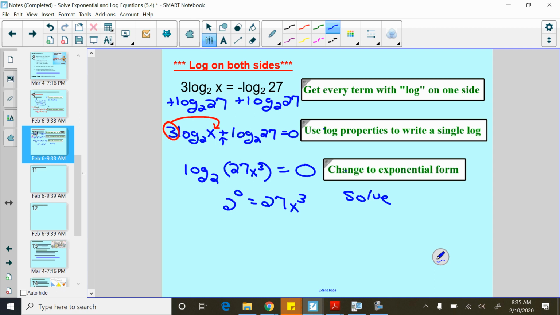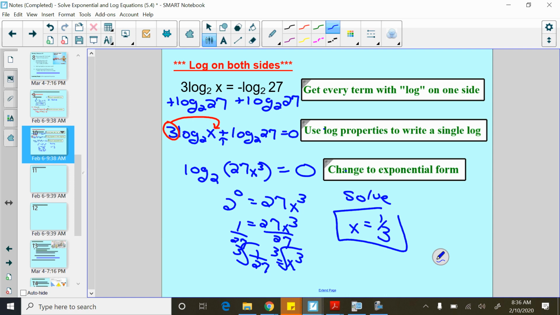And as we solve, we wind up with a 1 that's equal to 27 x to the third divided by 27, divided by 27. We end up with 1 over 27 that's equal to x to the third. And now we cube root both the top and bottom number, and we get x equal to 1/3. So now our last step, we still have to check our answers.